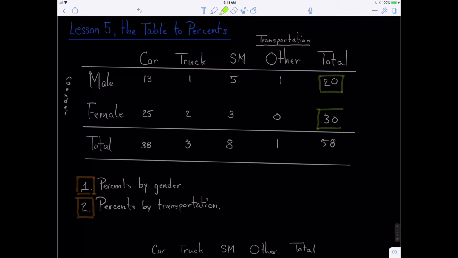and the total of the females. So to write percentages for males, we're going to be looking at the percentage of males that drive cars, percentage of males that drive trucks, percentage of males that drive SUVs or minivans, and the percentage of males that use other modes of transportation. And then we'll do the same for females.